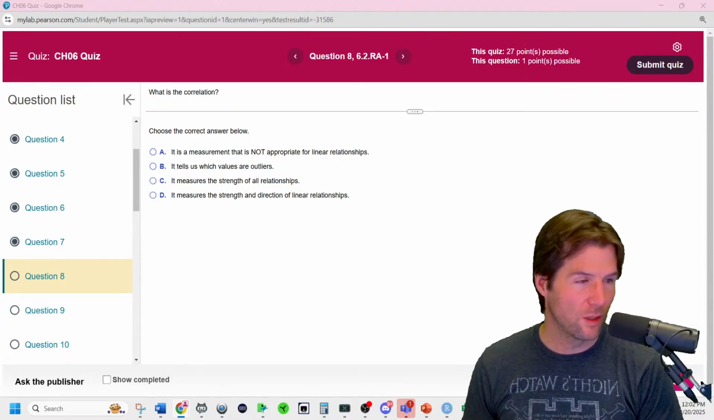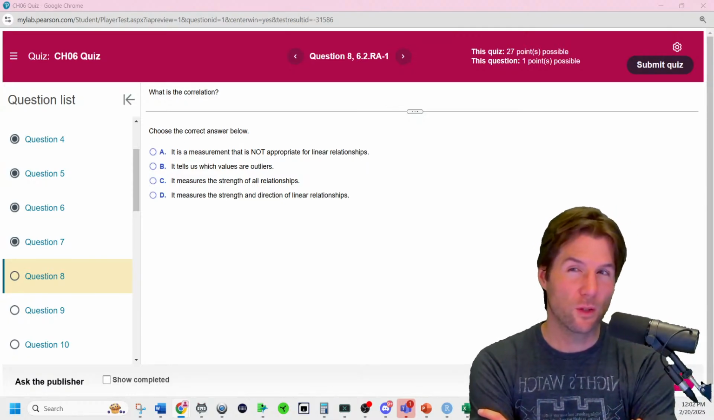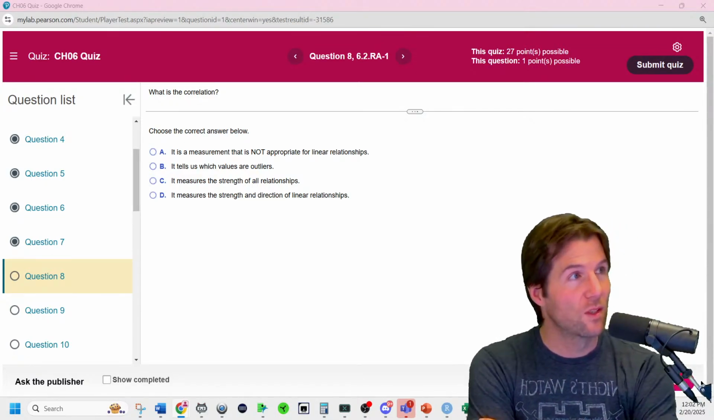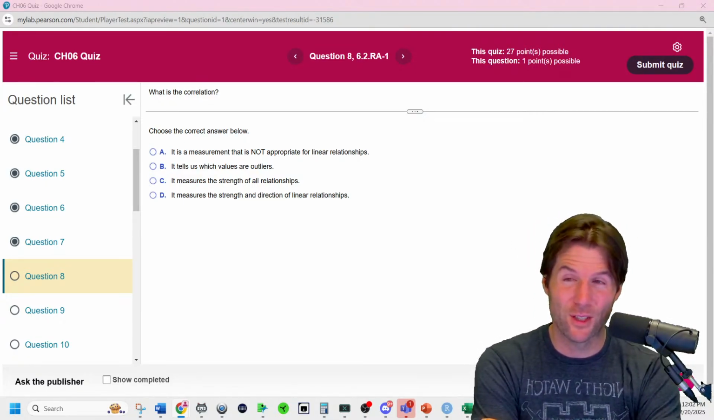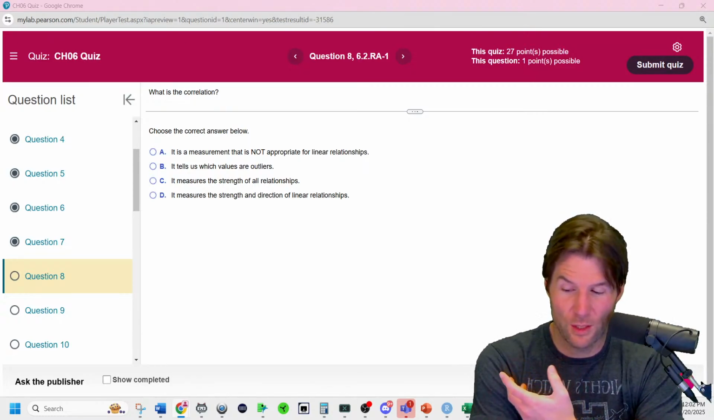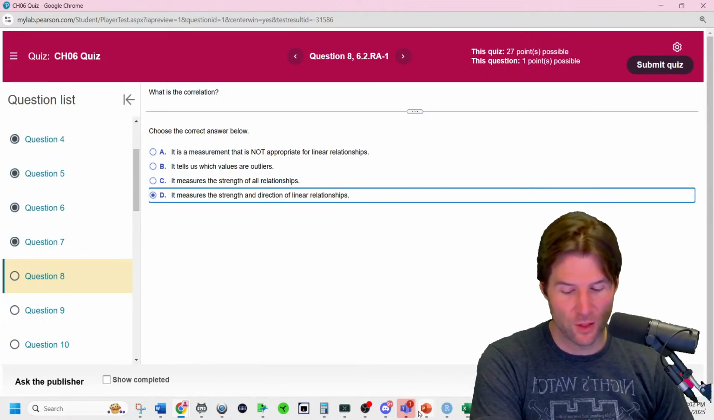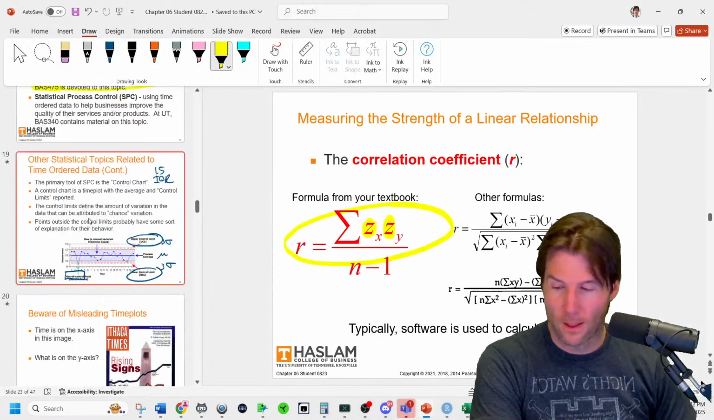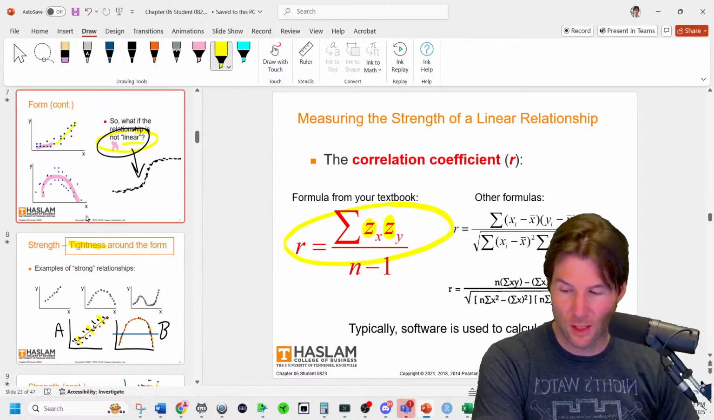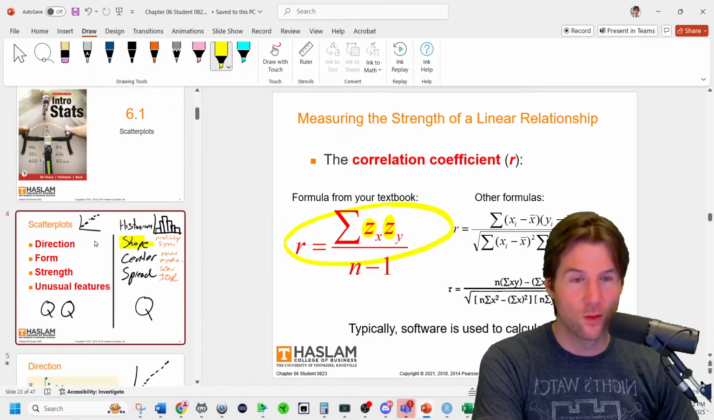What is correlation? Correlation measures strength and direction of linear relationships. It also is impacted by outliers. So what is correlation? It measures the strength and direction of linear relationships. And this goes back to the notes right here that we went over. When we're doing correlation, it's meant to analyze strength, direction, form, unusual features.